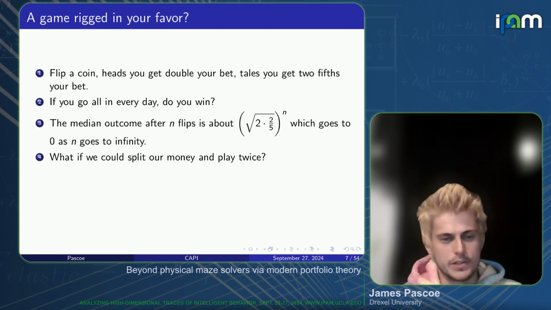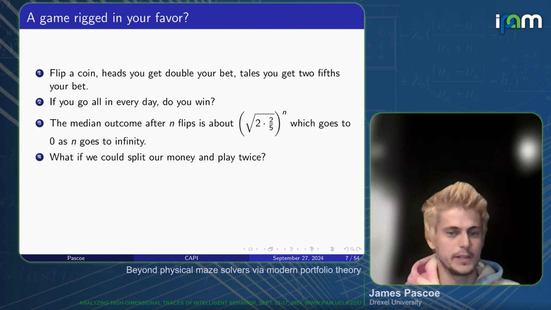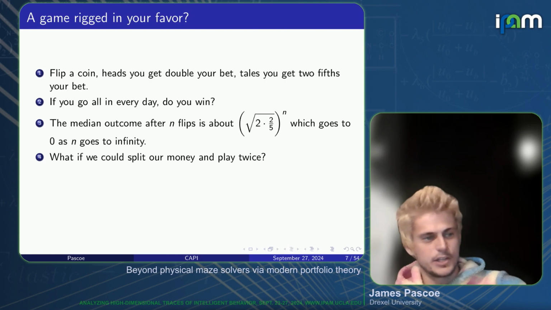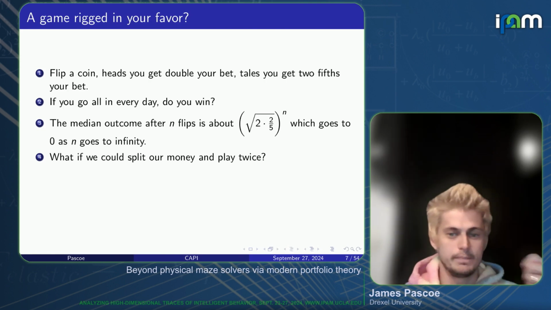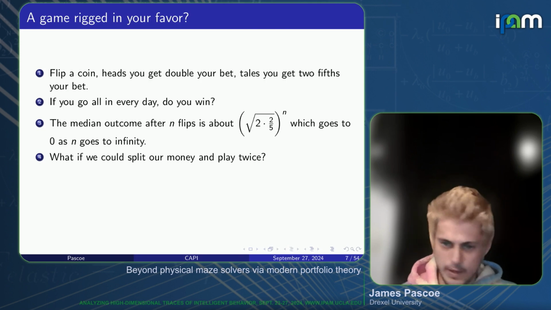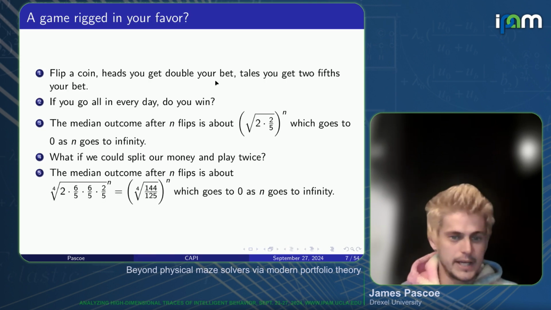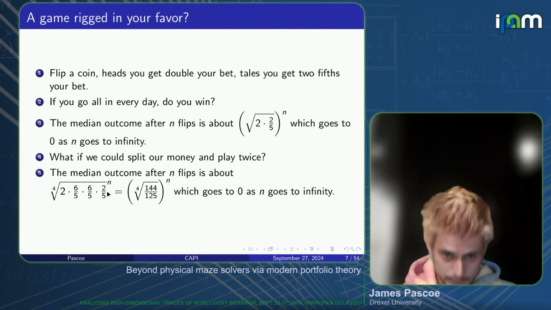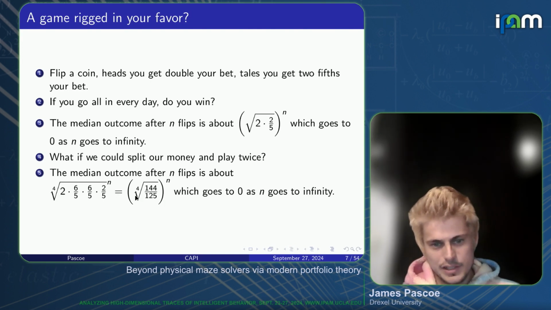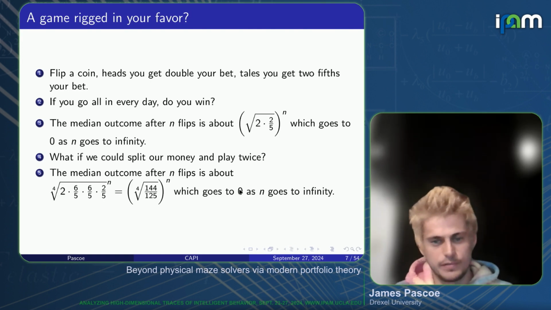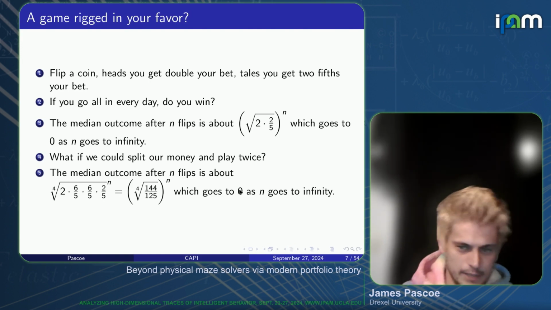But there's something interesting here. If we play twice and split our money, so let's say I have $10, I bet $5 on one coin flip and $5 on another coin flip each day. So I split my money into two, essentially the same game. And the median outcome here is going to be something that's a little bit above 1 to the n, which goes to infinity as n goes to infinity. So this is good. Sorry, this is a typo here.